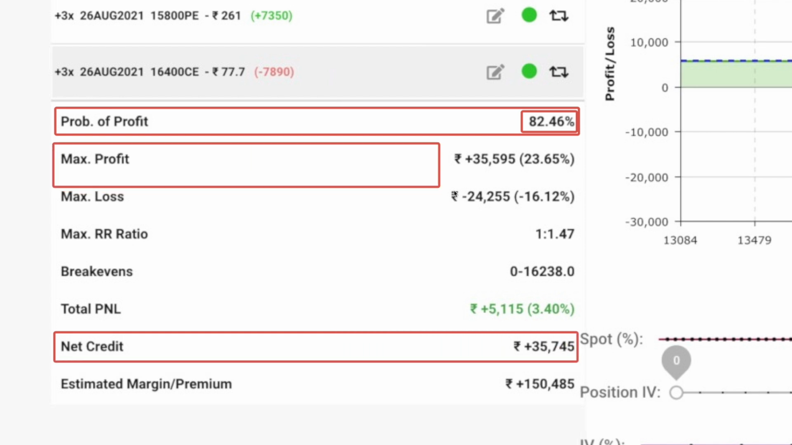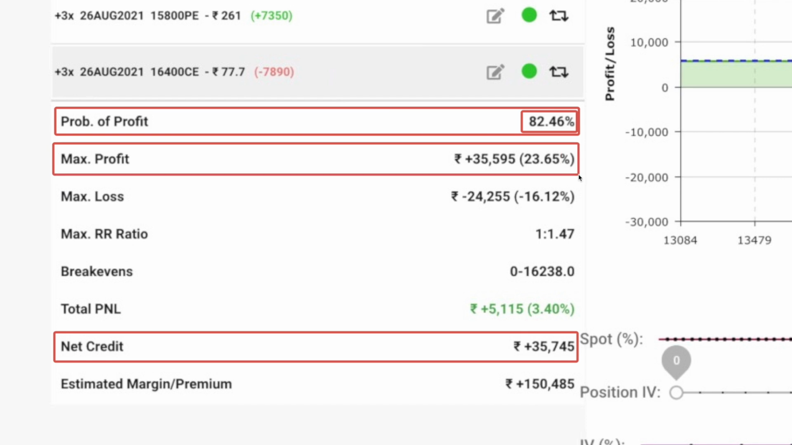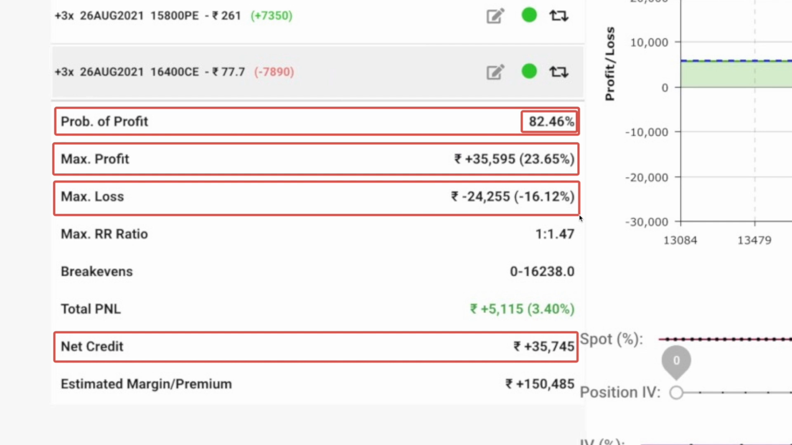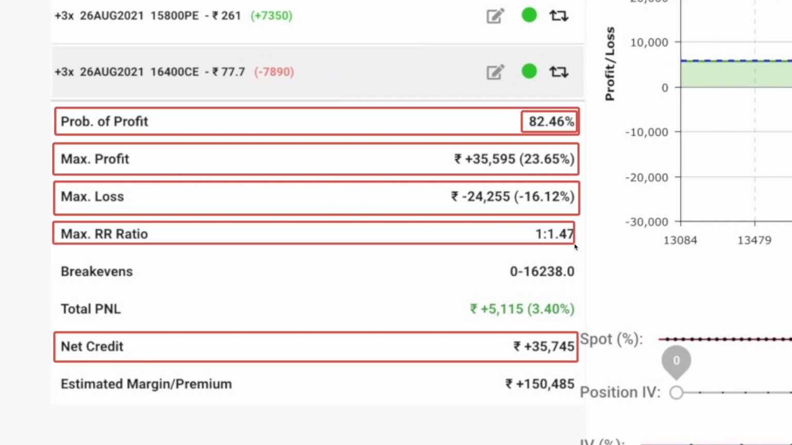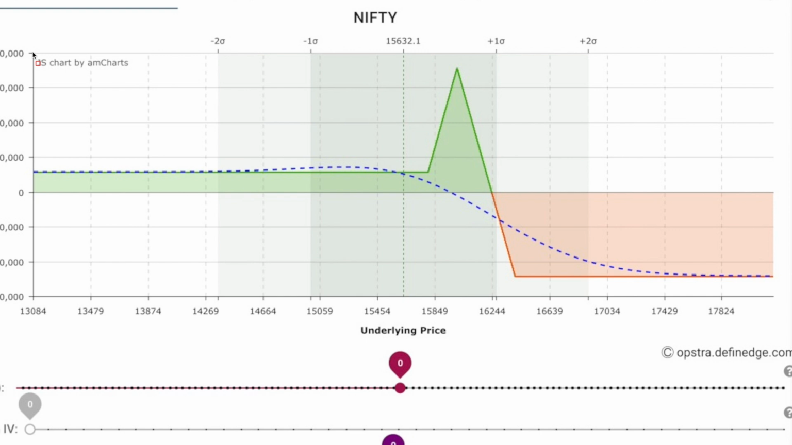The maximum profit at expiry is rupees 35,595 and the maximum loss at expiry is rupees 24,255. As you can clearly see, the maximum profit is greater than maximum loss, which is not always the case. The risk to reward ratio of the position is 1 is to 1.47. Now let's look at the graphical view of the structure to understand the strategy better.